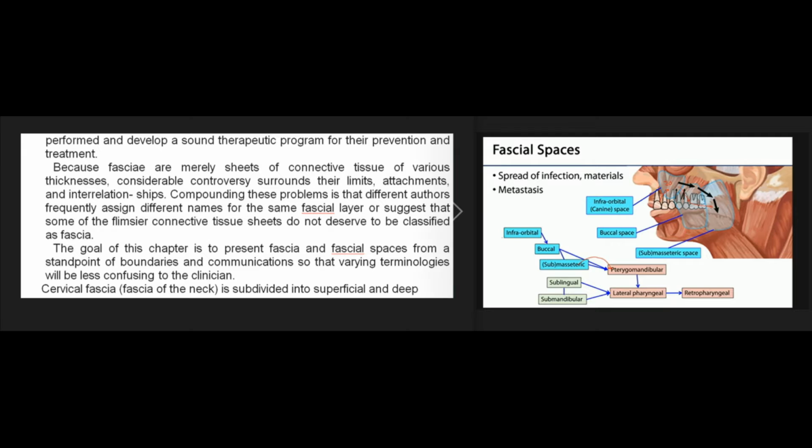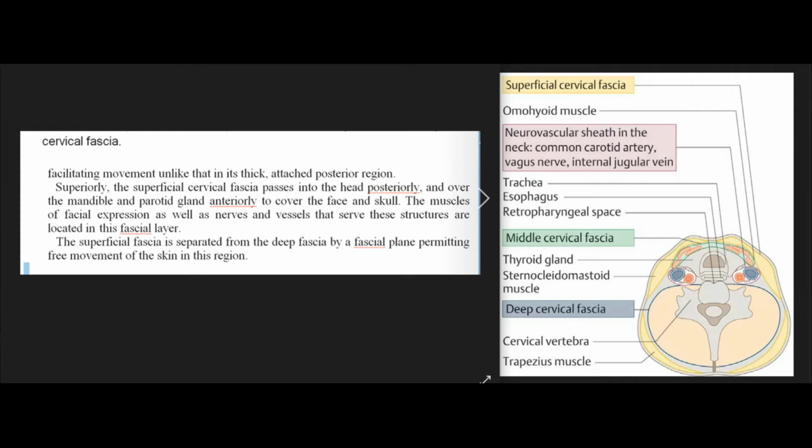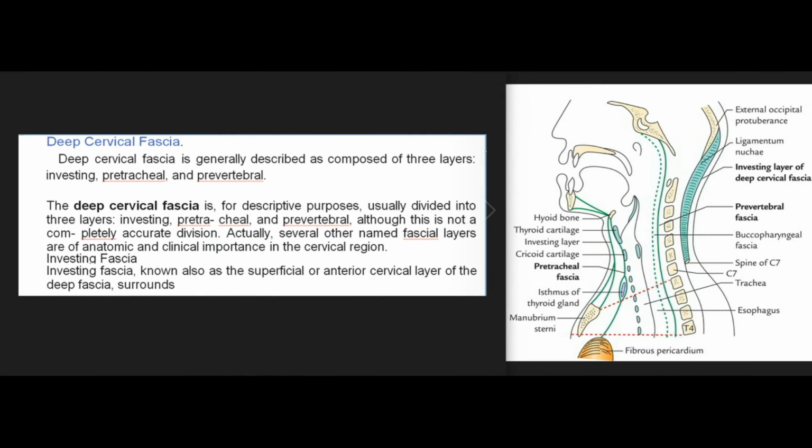Cervical fascia, fascia of the neck, is subdivided into superficial and deep cervical fascia. Superiorly, the superficial cervical fascia passes into the head posteriorly, and over the mandible and parotid gland anteriorly to cover the face and skull. The muscles of facial expression as well as nerves and vessels that serve these structures are located in this facial layer. The superficial fascia is separated from the deep fascia by a facial plane permitting free movement of the skin in this region.